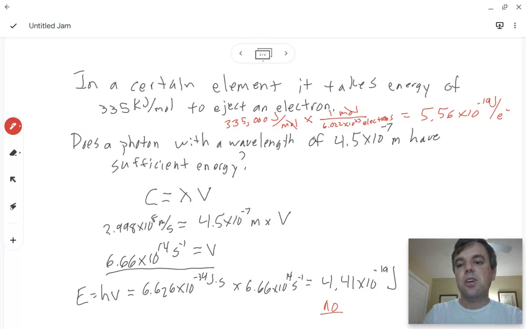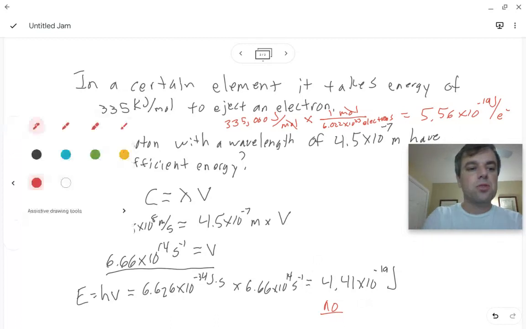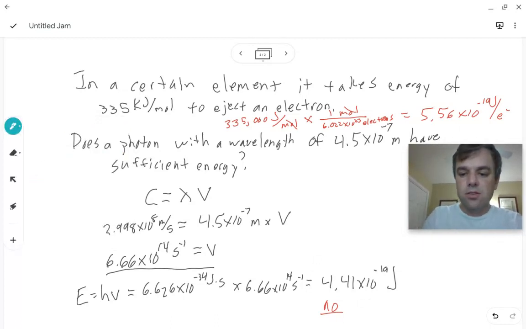Now, alternatively, instead of converting kilojoules per mole to joules per electron, we could convert our joules down here to kilojoules per mole of photons. This is joules per photon.